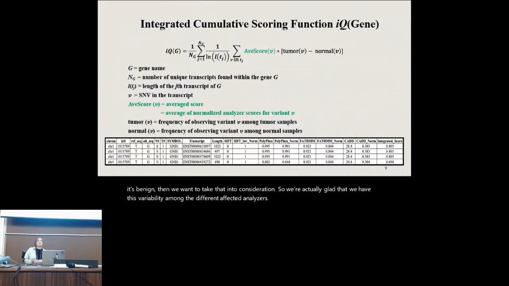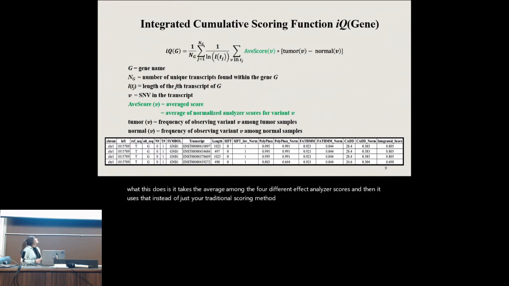Now, after we've done the normalization, we can integrate these scores together. So this is the integrated cumulative scoring function. I've labeled this as the IQ gene instead. What this does is it takes the average among the four different effect analyzer scores, and then it uses that instead of just your traditional scoring method.